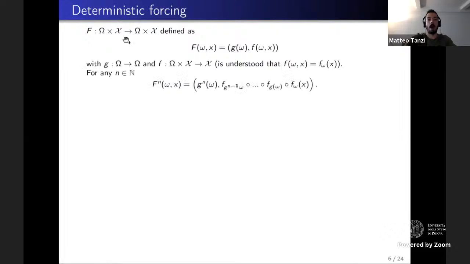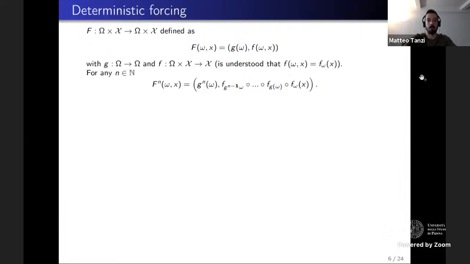Let me show you why the skew product is good to represent deterministic forcing. When you take n and iterate, the nth iterate of the map F, you find G^n omega in the base, so it's just the nth iterate of the map G. While on the fiber, the vertical coordinate, you find applications of the maps F omega, F G omega, F G^2 omega, up to F G^(n-1) omega. So the skew product formalism very well describes deterministic forcing.